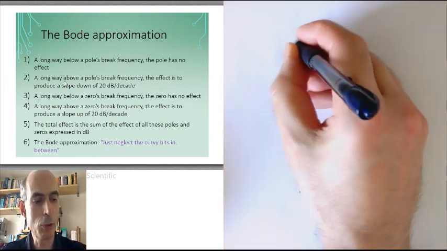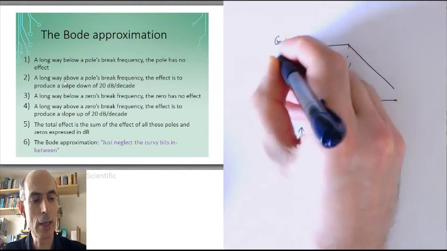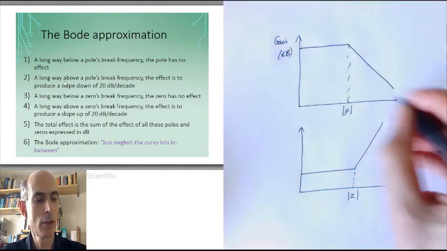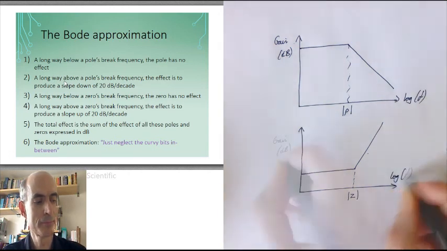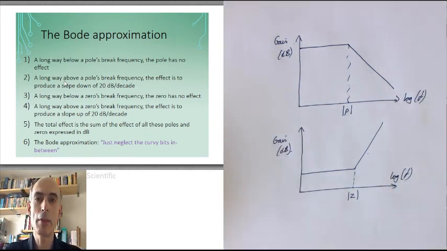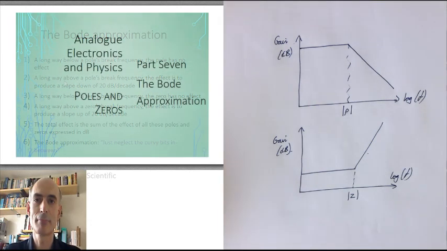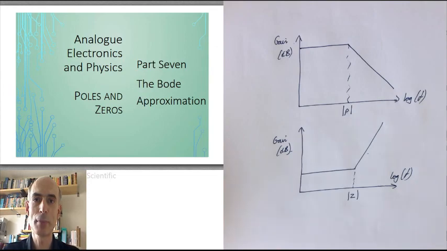Should always label axes. Gain, dB, log of frequency. And then all you have to do is add up all of the contributions. We'll do some examples of this in the next video.